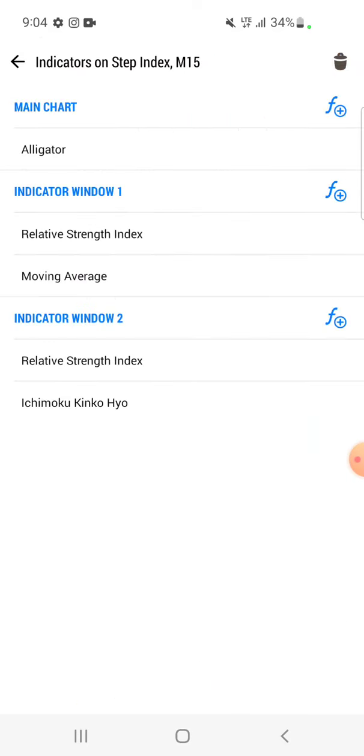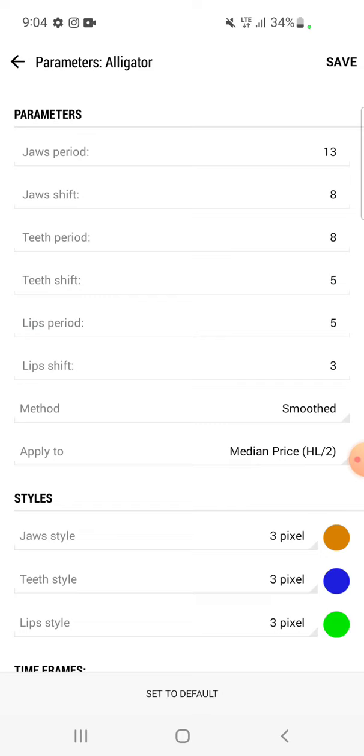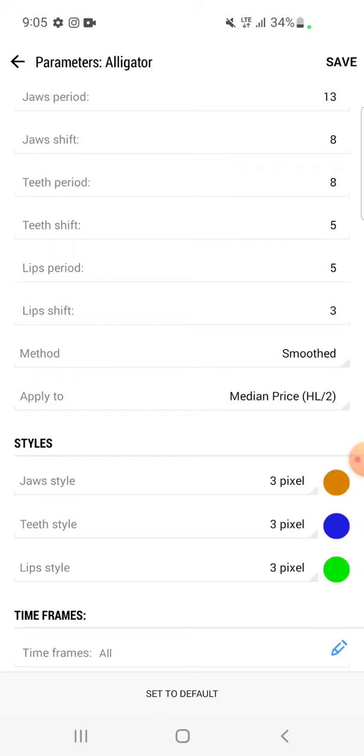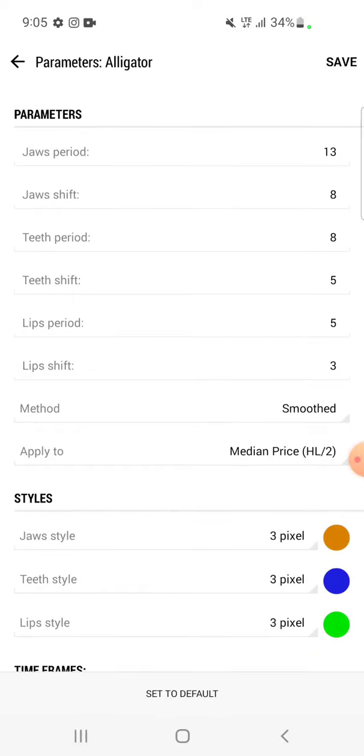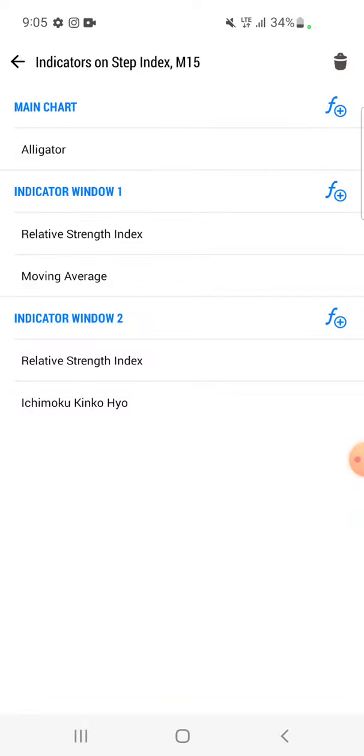So you click on it, and then on your main chart you have the alligator. The jaws period is 13, the jaws shift is 8, the teeth period is 8, the teeth shift is 5, lips period is 5, and then lips shift is 3. Then the method is smoothed, and then the apply to is median price HL over 2. Then for the jaw style, you give it any color of your choice and choose 3 pixels as the thickness, and then you click on save. So that is for the main chart.